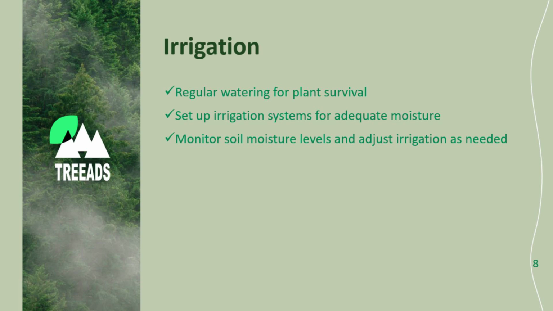Irrigation is a useful technique to be used as well. In the initial stages of restoration, regular watering can be crucial for plant survival. Set up irrigation systems, such as drip irrigation or sprinklers, to provide adequate moisture to the newly planted vegetation. Monitor soil moisture levels and adjust the frequency and duration of irrigation accordingly. Gradually reduce watering as plants become established and more resilient.